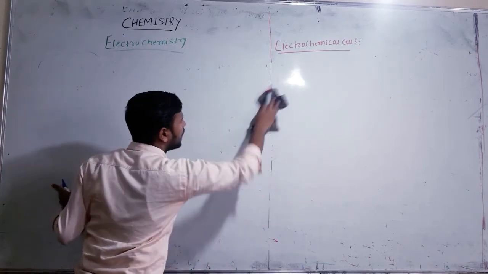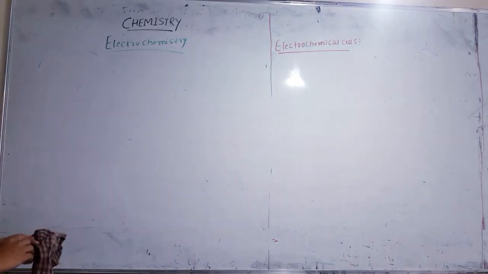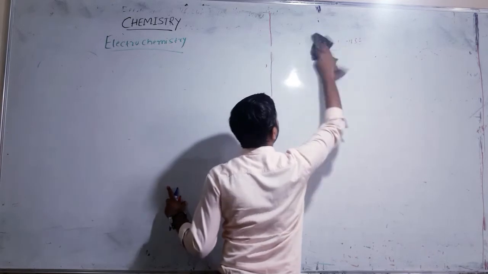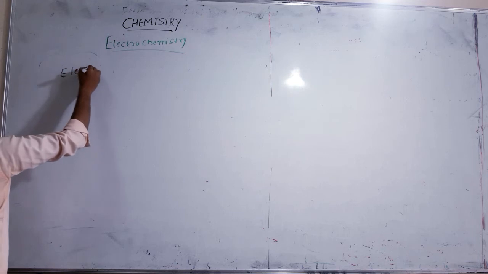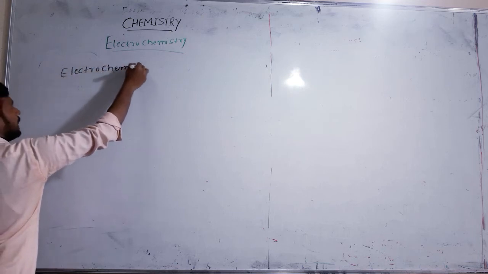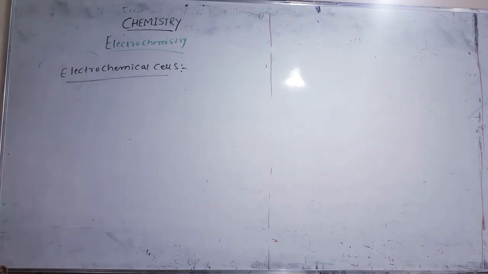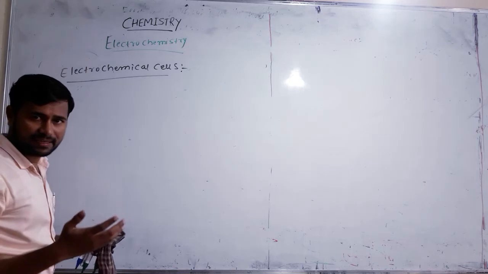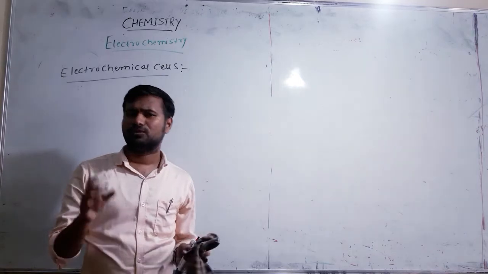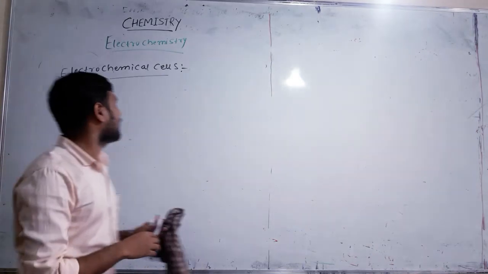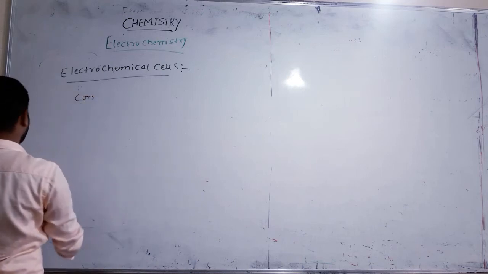Now before approaching this one, I am writing here first: electrochemical cells. Within electrochemical cells, I told you we have two types. One is galvanic, another one is Daniell. Actually, both cells are the same, we are only naming them differently. Both work on the same principle. That is why we write the construction and working.